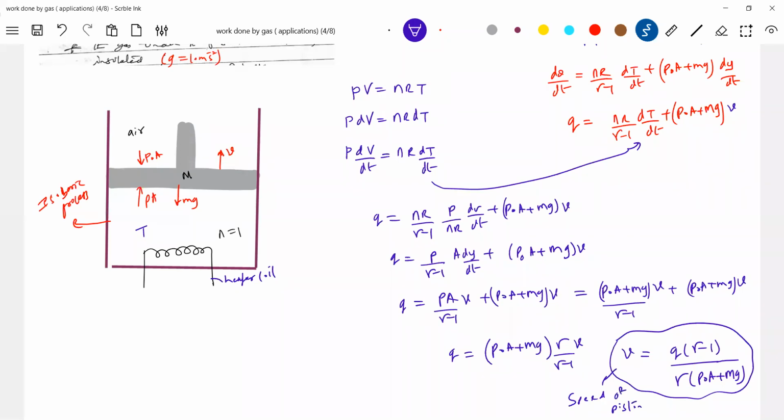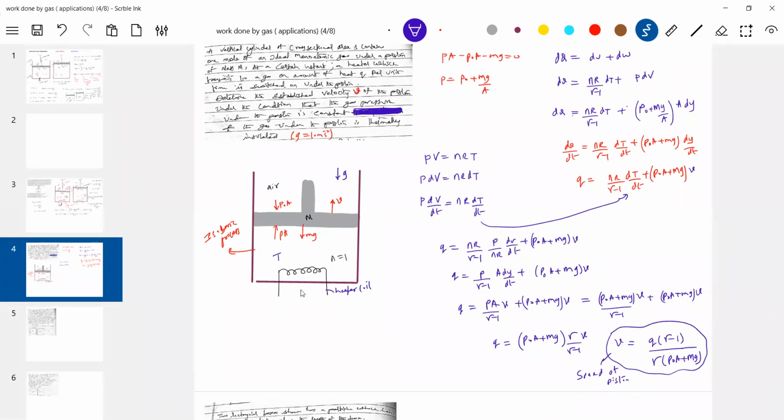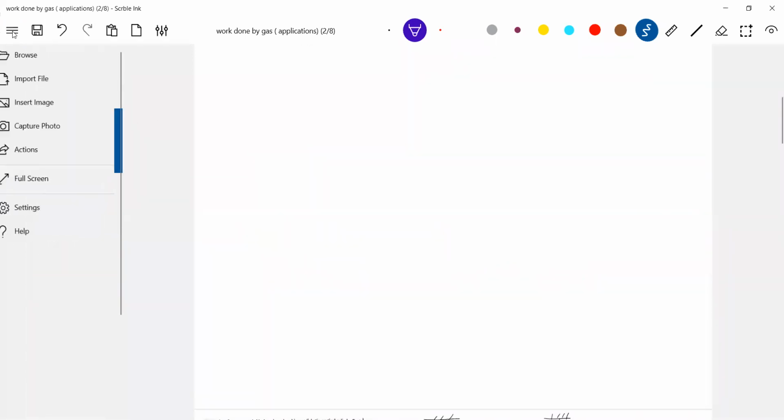Slowly getting the idea: first law of thermodynamics, ideal gas equation, forces acting on the piston. In every numerical, we think in this way only. Okay, so let me bring one simple, nice question.